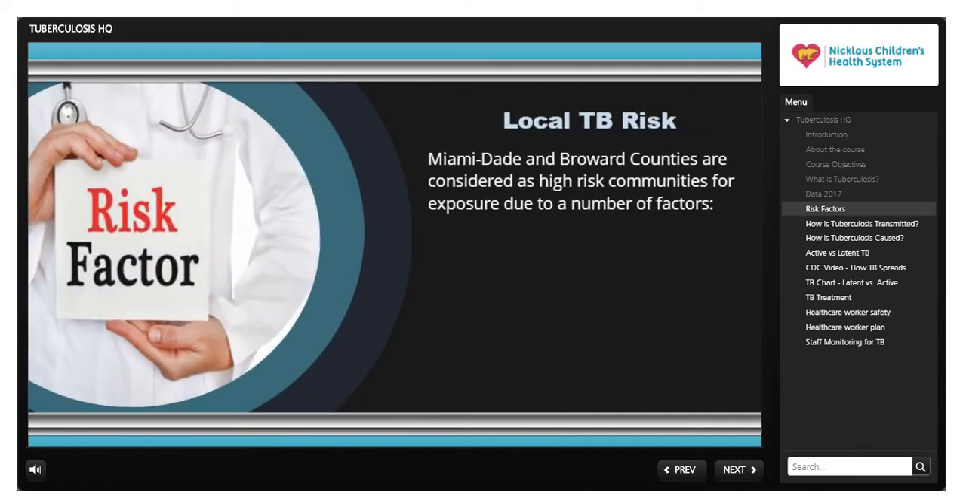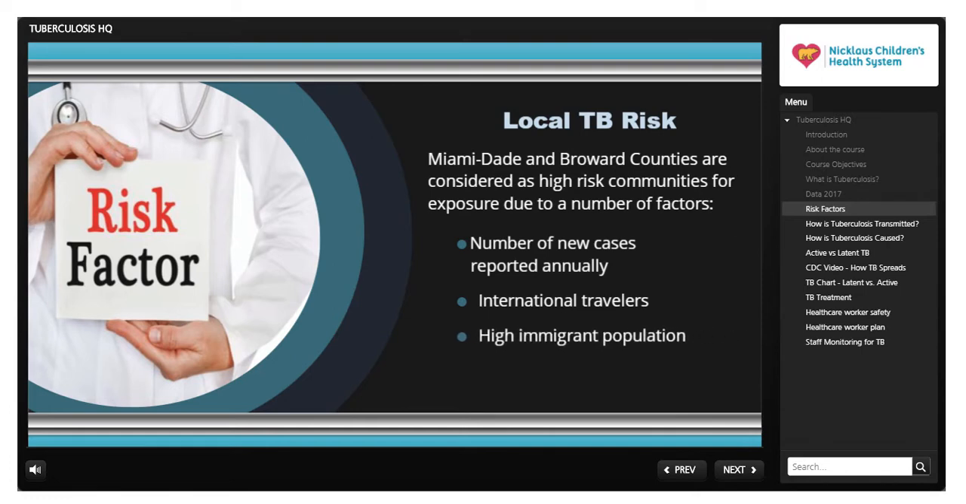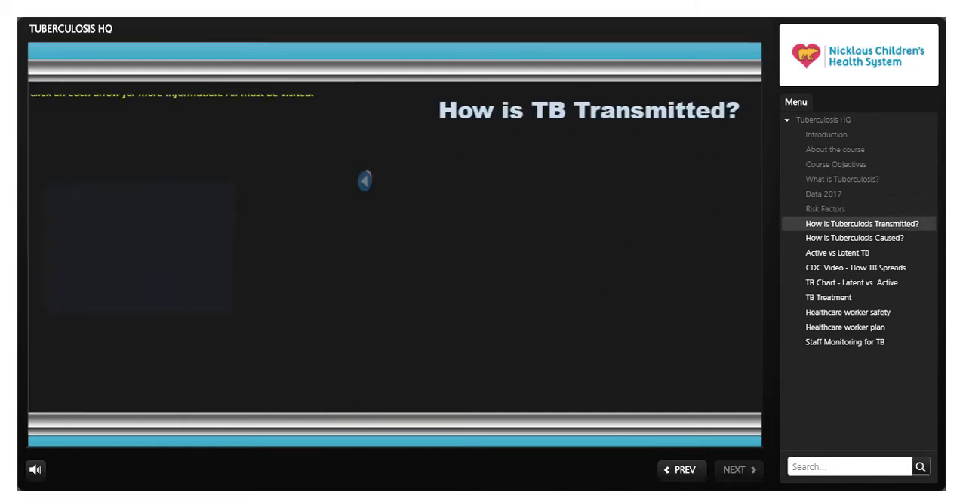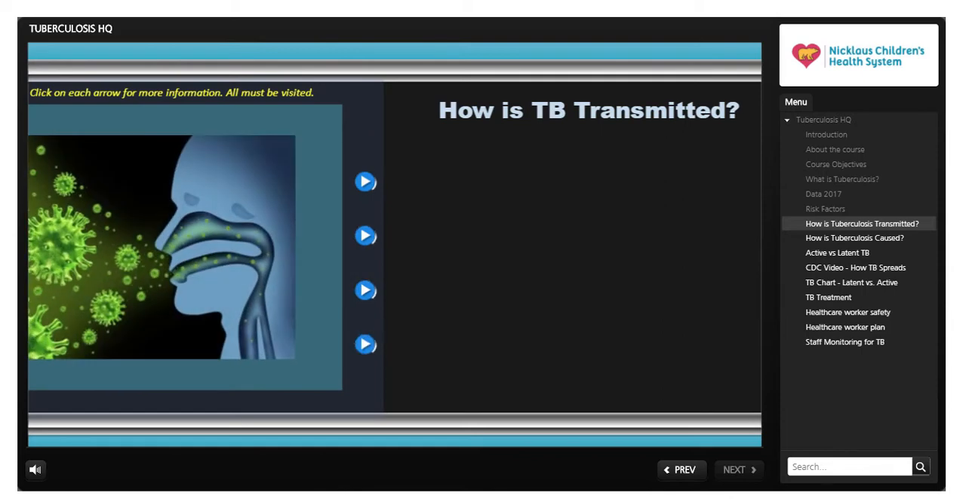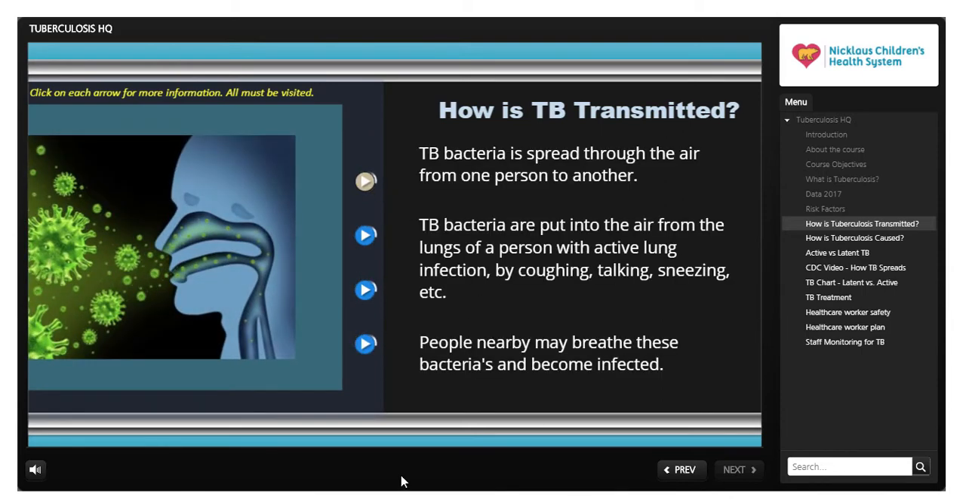Miami-Dade and Broward counties are considered as high-risk communities for exposure due to a number of factors. Number of new cases reported annually, international travelers, high immigrant population, increased elderly population. How is TB transmitted? TB bacteria is spread through the air from one person to another.